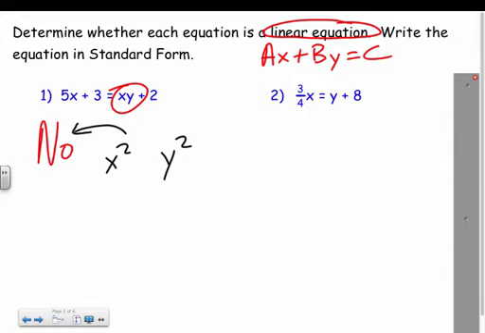Let's go ahead and do that. Well, I got my x on the left side. Let's bring my y over there by subtracting it, so get rid of my y on the right side. So 3/4 x minus y equals a positive 8.